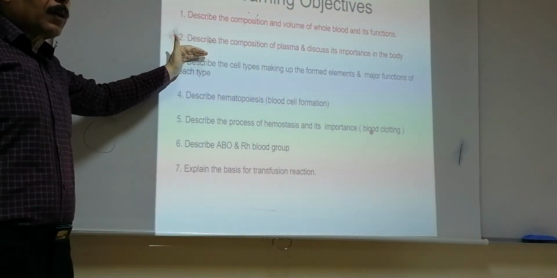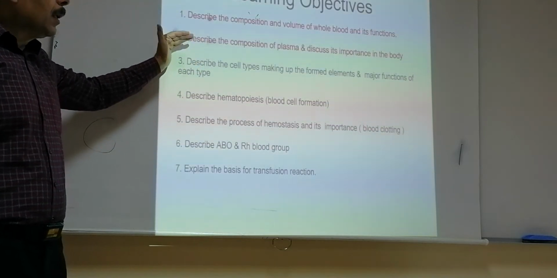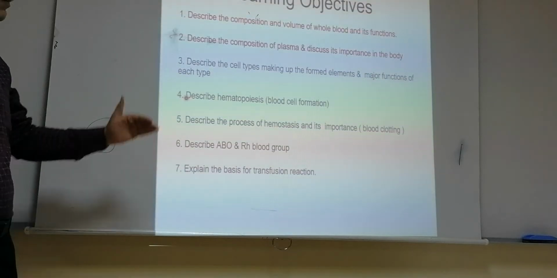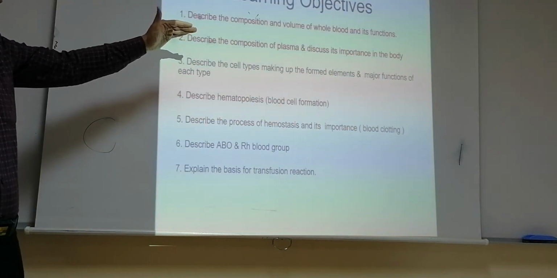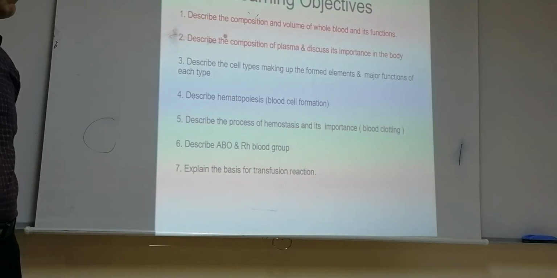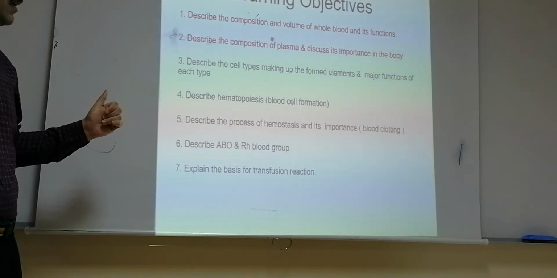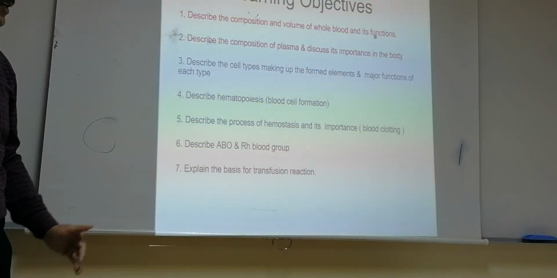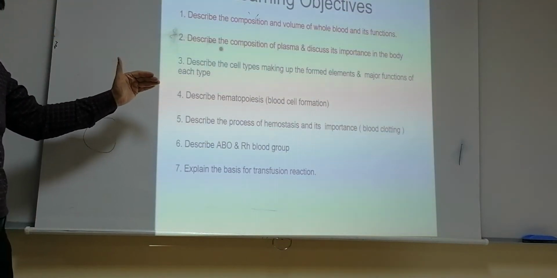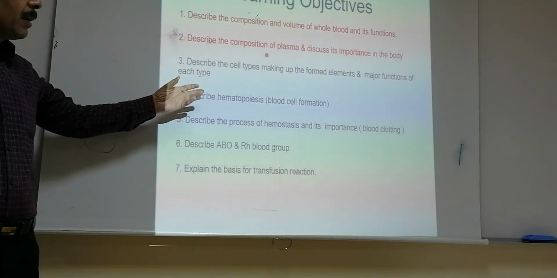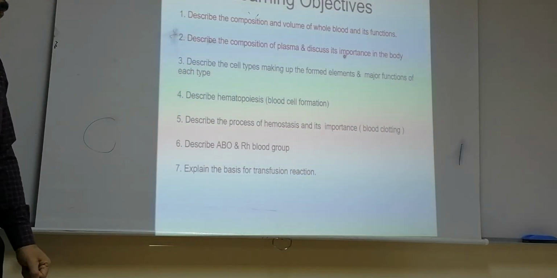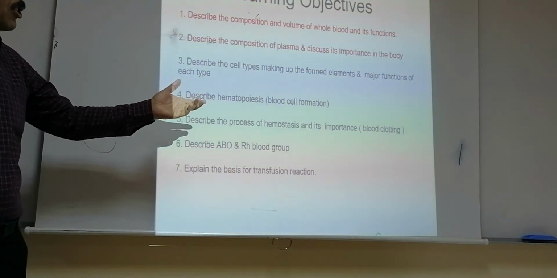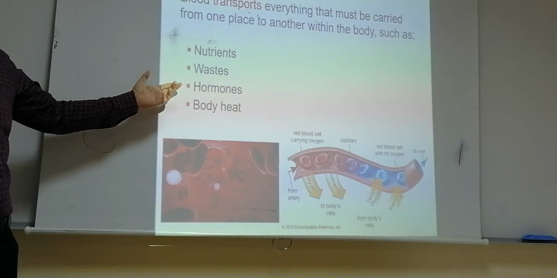So the objectives for this chapter: we will start with describing the components and the composition and the volume of the whole blood and its function, describing the composition of plasma and discussing the importance of it in our body. Then the third objective, describe the cell types making up the formed elements of the blood, and the major function of each type of cell.